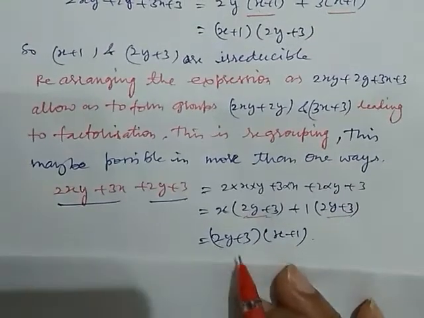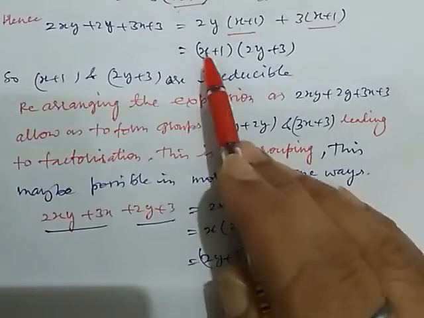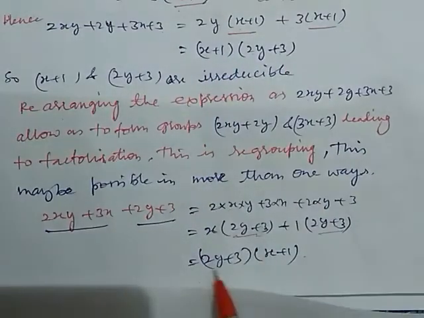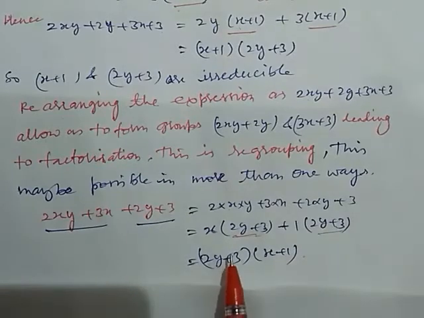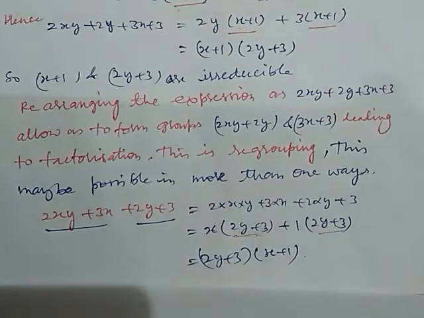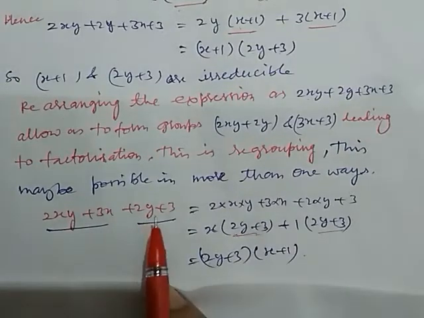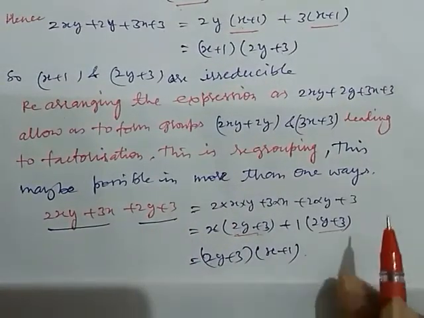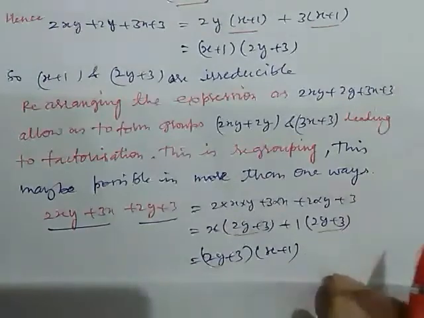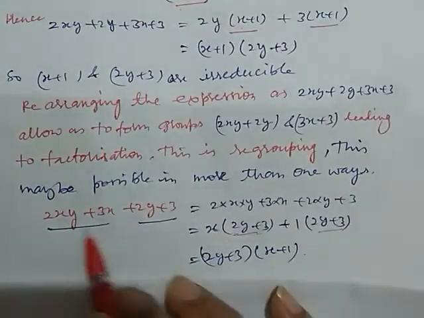This way we also get the same thing: x plus 1 into 2y plus 3, or 2y plus 3 into x plus 1, one and the same thing. So there are many methods, many ways to factorize by grouping terms. We may take any one of the ways to factorize these expressions.